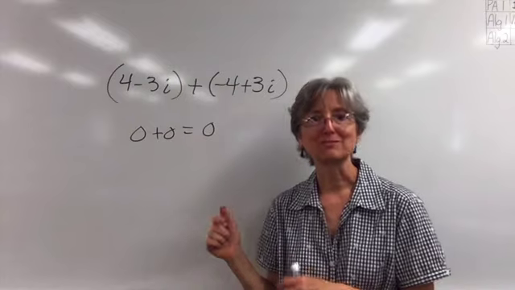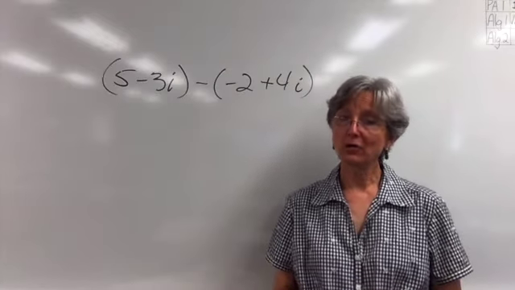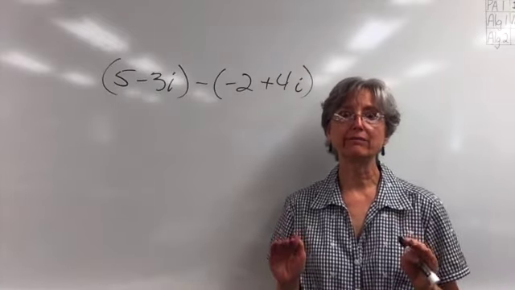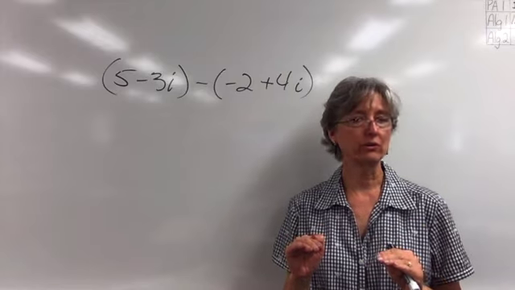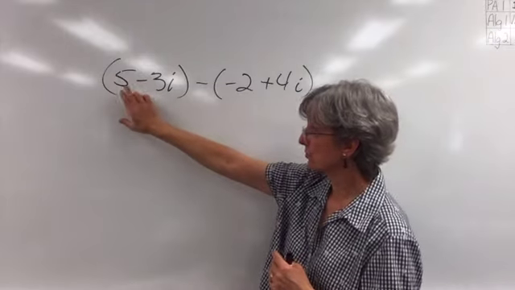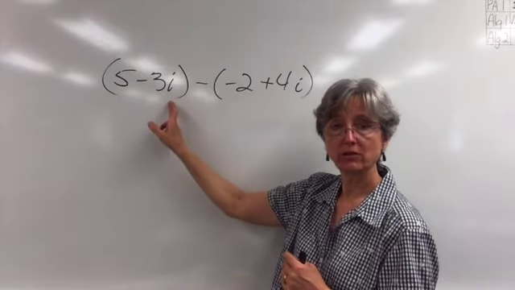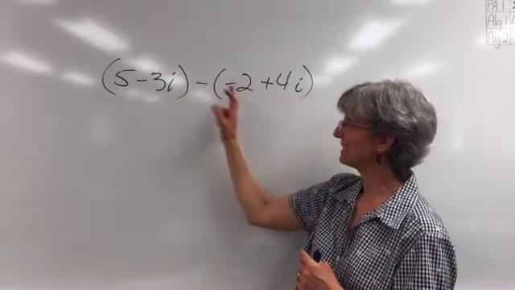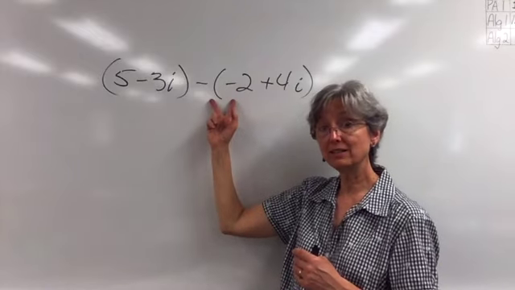Because these are opposites. Let's do another one. All right, in this one we're subtracting. Be careful of the signs. They'll get you if you're not watching. So we're going to do the same thing, only subtract. So the real and the imaginary part. So 5 minus a negative 2. Careful, we're subtracting a negative.